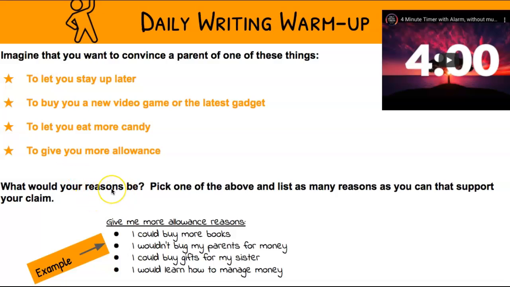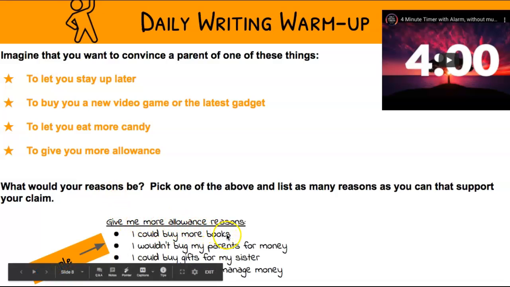reasons. If you were trying to convince your parents to give you more allowance, what would your reasons be? For example, I could buy more books. I wouldn't bug my parents for money. I could buy gifts for my sister. I would learn how to manage my money better.